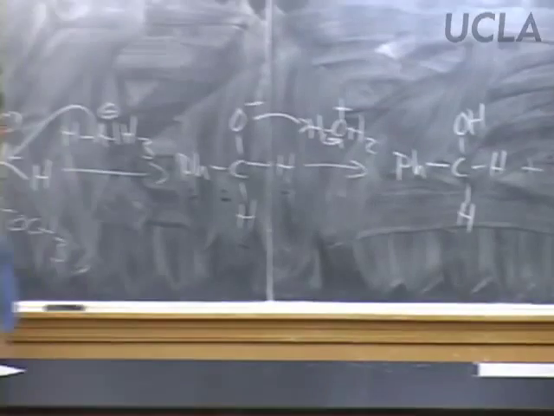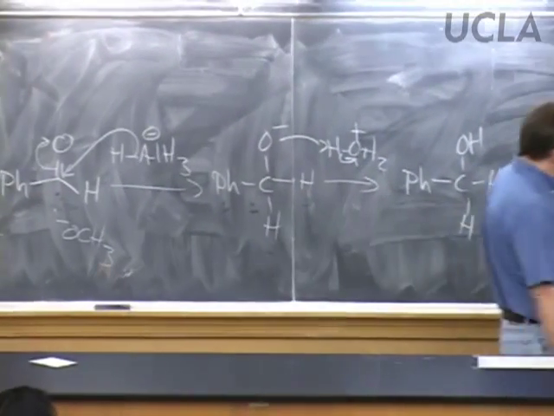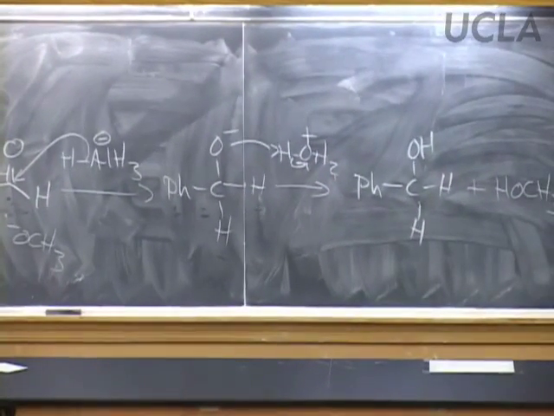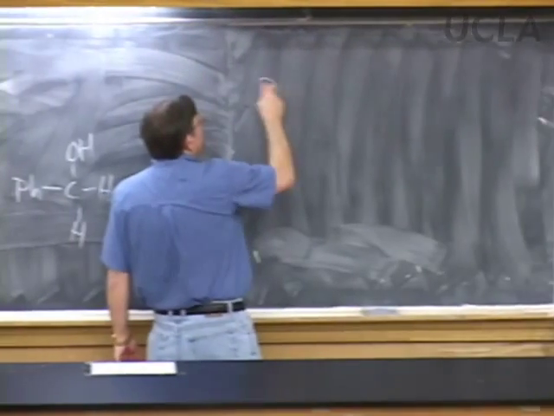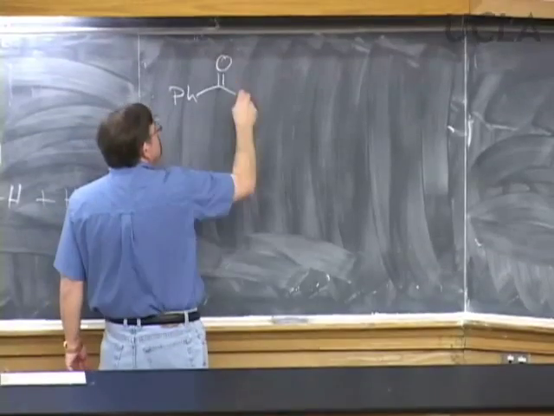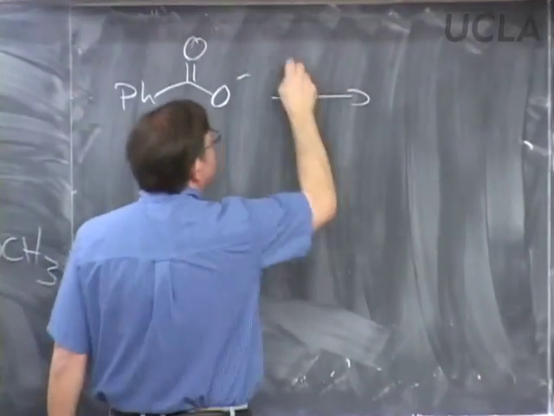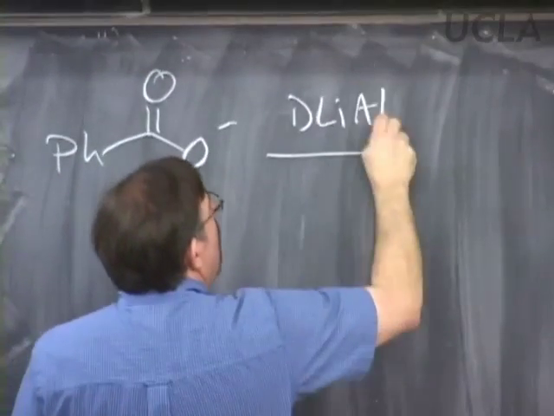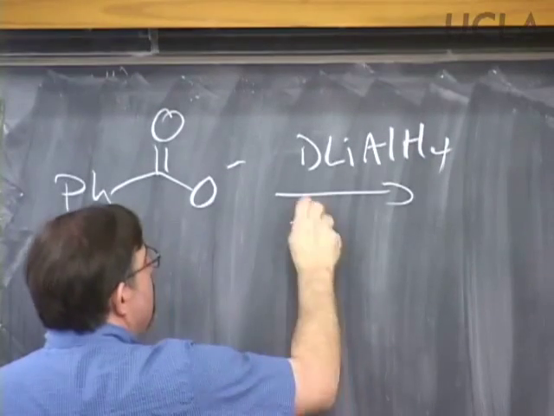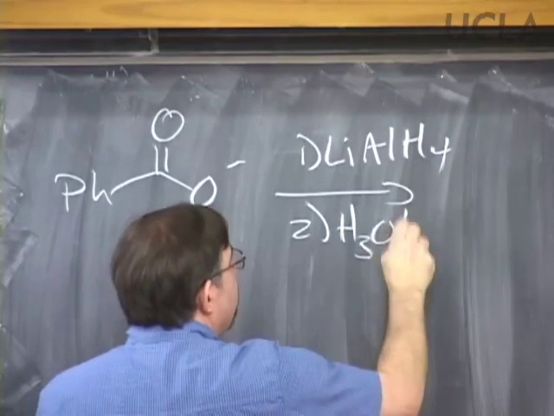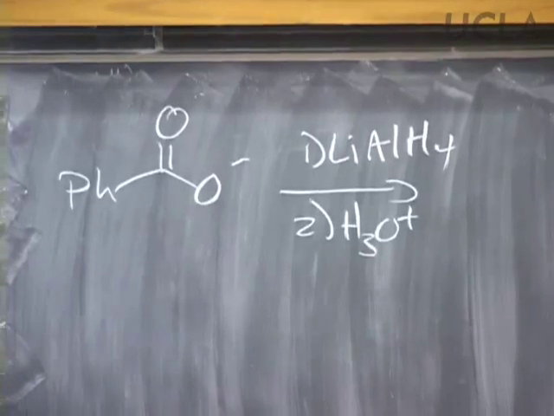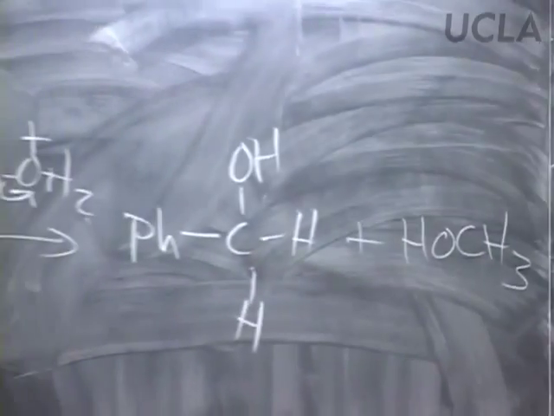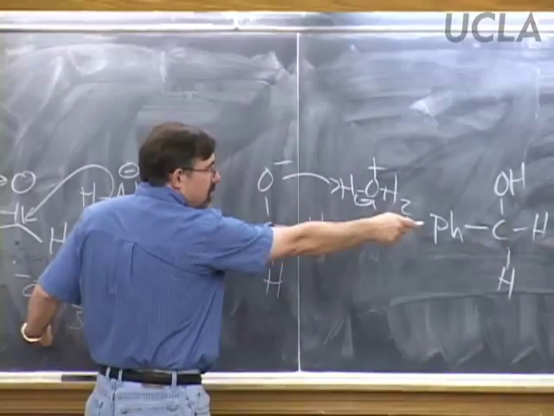All right, I also asked you last time to think about two more related reactions. One of these was the reaction of a carboxylate, let's say this guy, with lithium aluminum hydride and then H3O plus in the second step. Yes, sir? Where did you get the methanol in the final product there? The methoxide that got kicked out here also gets protonated to make methanol. Okay.